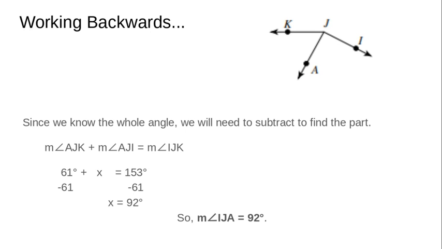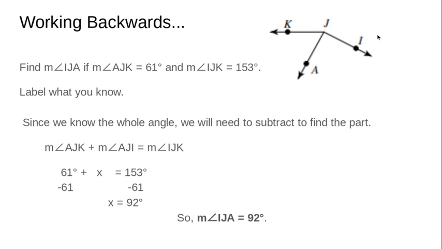You can continue to work backwards here as well. If we know that IJA, so this piece down here is what we're trying to find, and we know AJK, this one right here, is 61 degrees, and we know IJK, so that would be the whole angle, all of it, is 153 degrees.